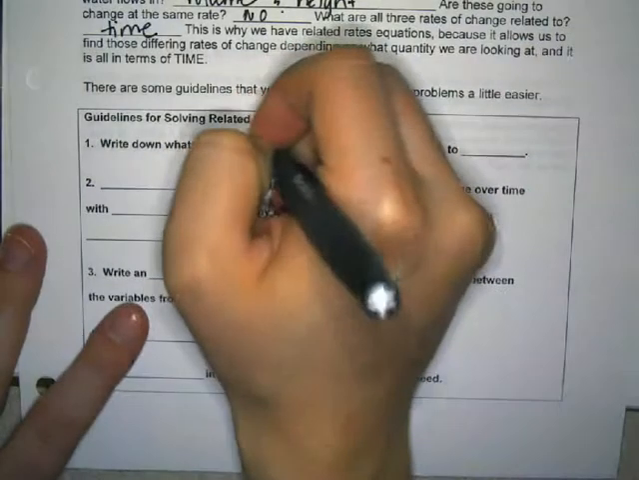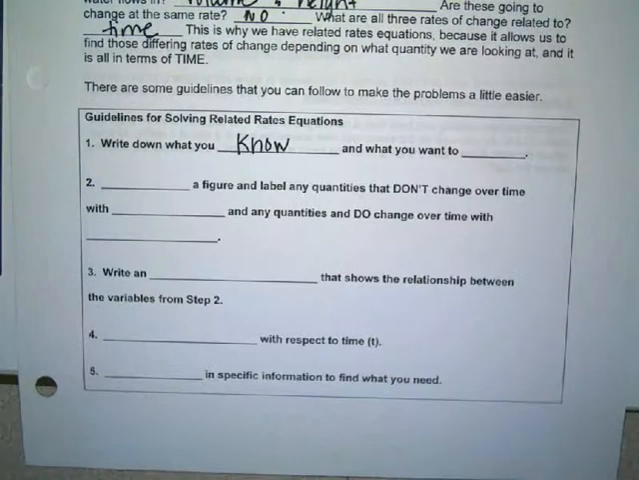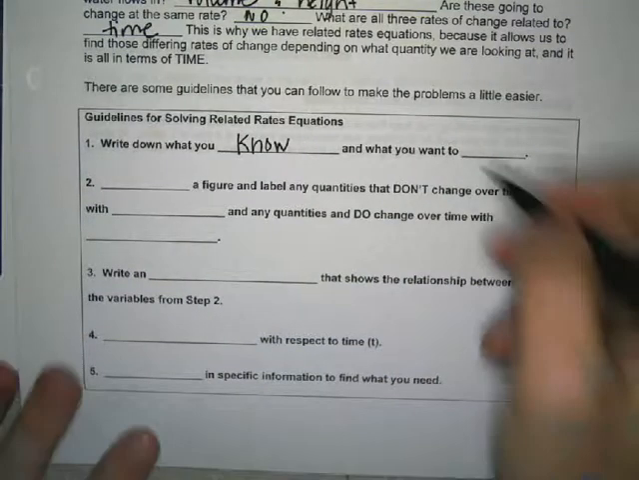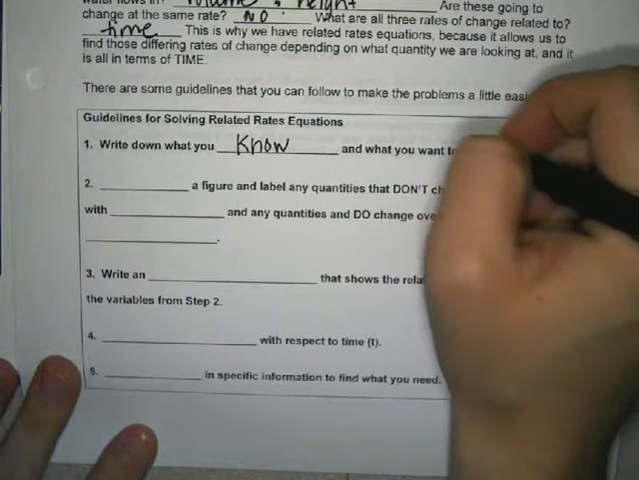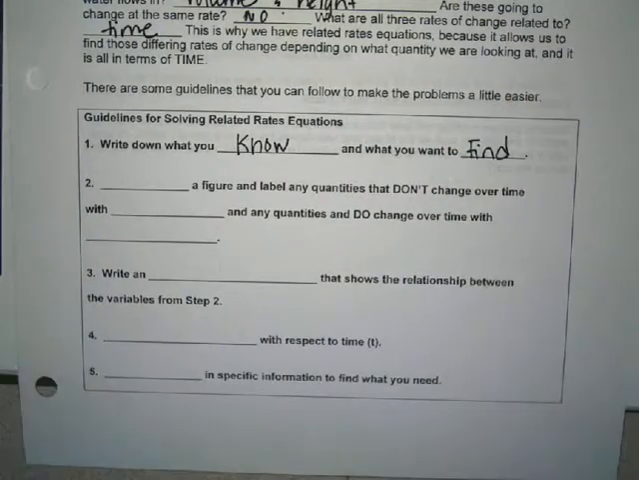In related rates equations, they do have to give you some stuff that you know. So in the problem, it'll give you maybe a rate of change of something. So that's something that you know, you can write down. It'll also indicate what you want to find. So that's something I usually write right at the beginning. I write "know: I know this stuff," and "find: I want to find this." And it directs you the rest of the way.